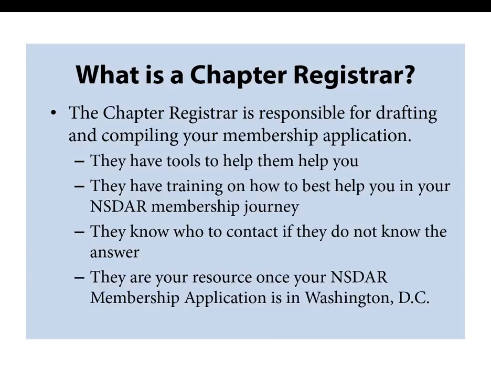Some of the tools that your registrar has include e-membership. E-membership is an electronic portal where chapter registrars can monitor the status of your membership application once it reaches national headquarters. There's Build an App. Build an App is when you want to join the society under a previously verified lineage, and your registrar can start drafting your application using that information.